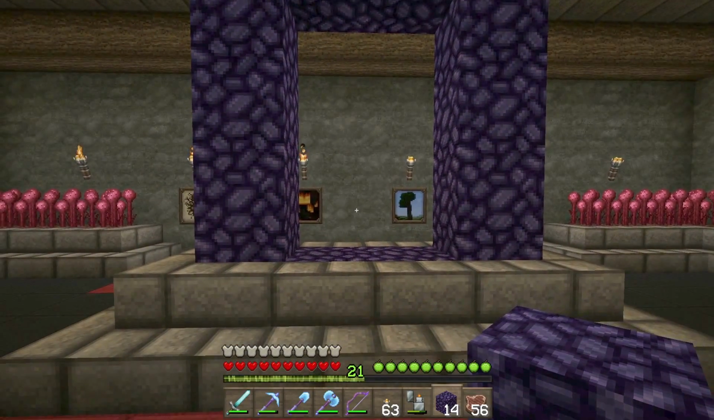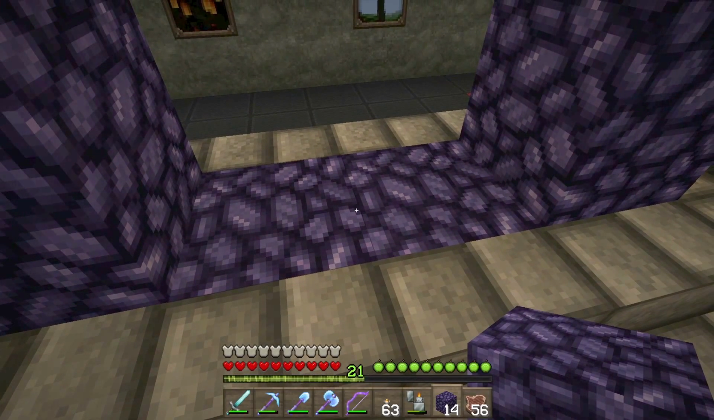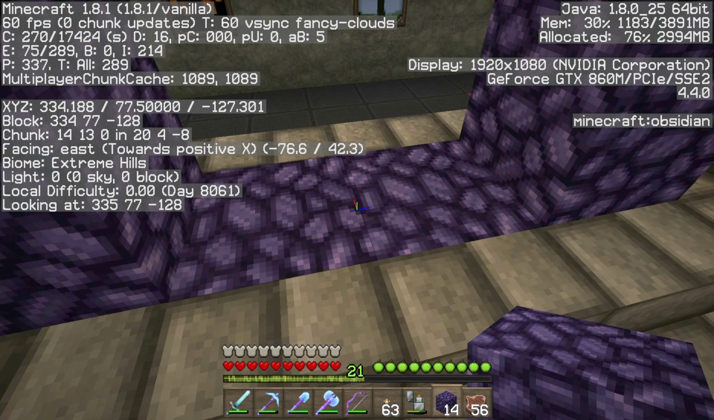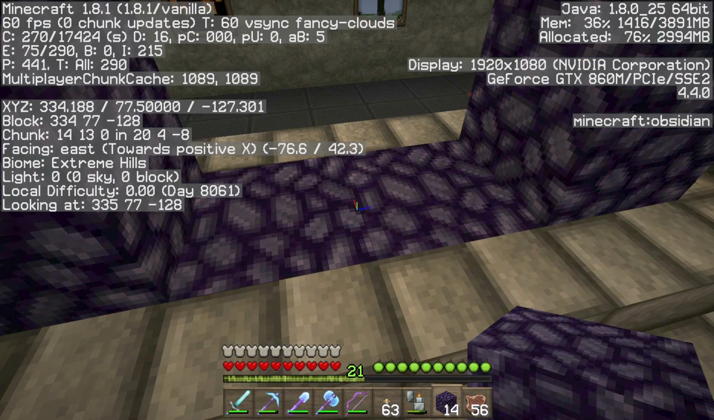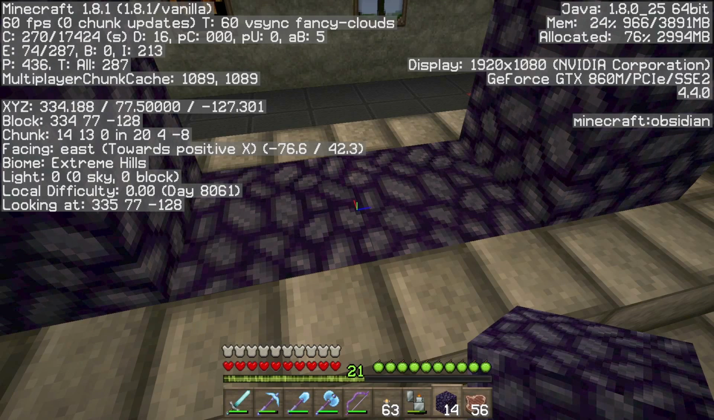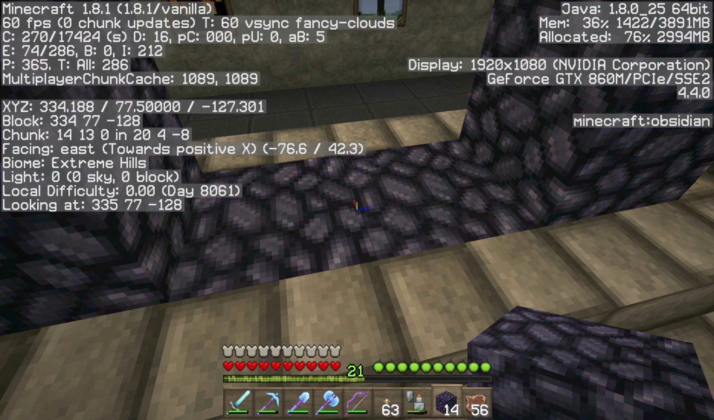And we are going to first find out where this is in the overworld. So what I'm doing is I'm looking right at the center of the portal, and I hit F3. Now you can see some numbers there at the very bottom that says where I'm looking. It says I'm looking at block 335, 77, negative 128. Now the middle number you don't have to worry about. That represents the height of the nether portal. But you do want to take a look at the first and the last, which is 335 and negative 128.